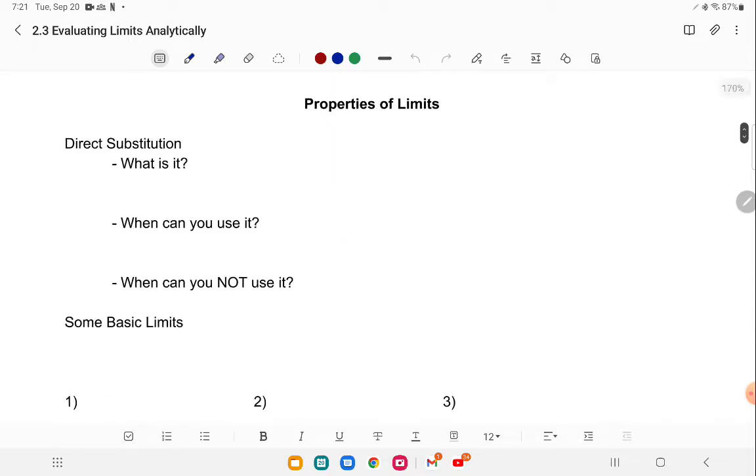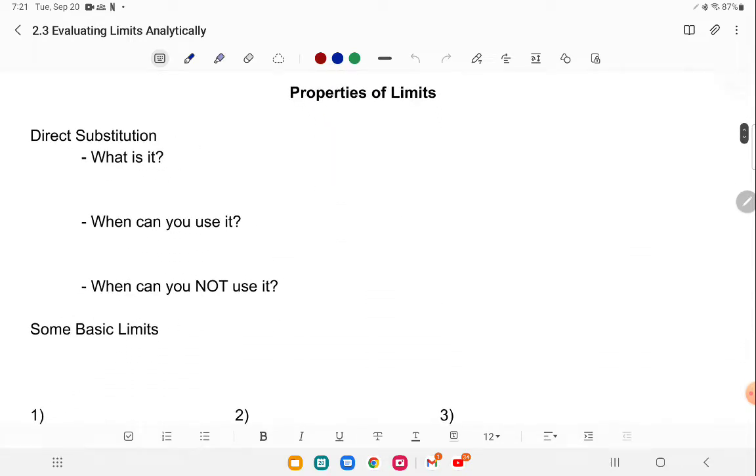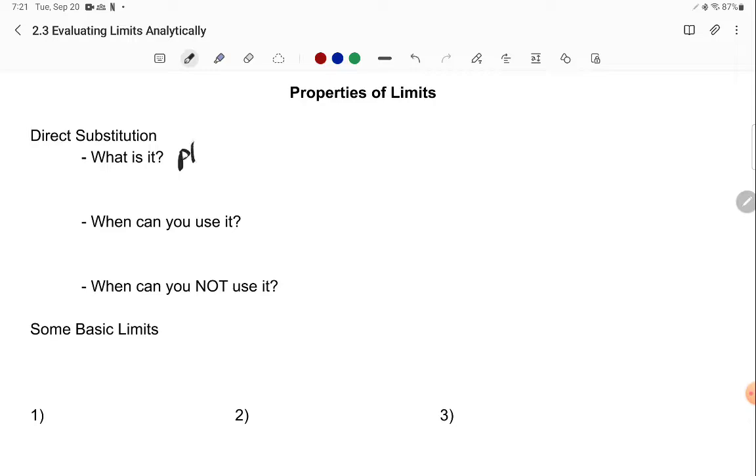So first, let's talk about direct substitution. What is it? When can you use it? When can you not use it? Direct substitution, you've used it literally hundreds of times before, and that's exactly what it sounds like. It's when you plug values into your function, and your output will then be your y value. That's what direct substitution is.